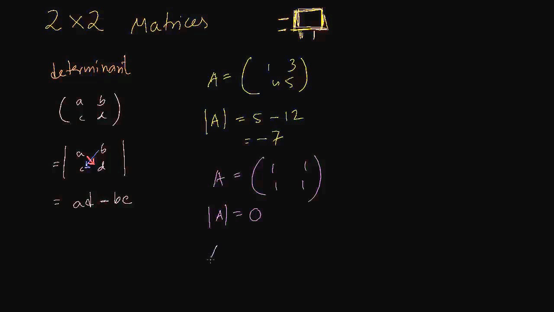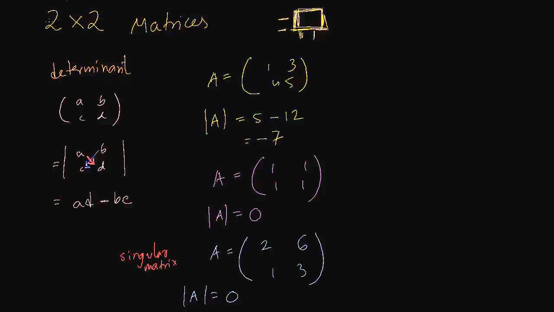For example, if you have a matrix 2, 6, 1, 3, we know that the determinant is again going to be 0 because 2 times 3 is 6, 6 times 1 is also 6. There can be many different types of 2 by 2 matrices where the determinant is 0. Whenever a determinant is 0, we call that matrix a singular matrix. So we call that a singular matrix.